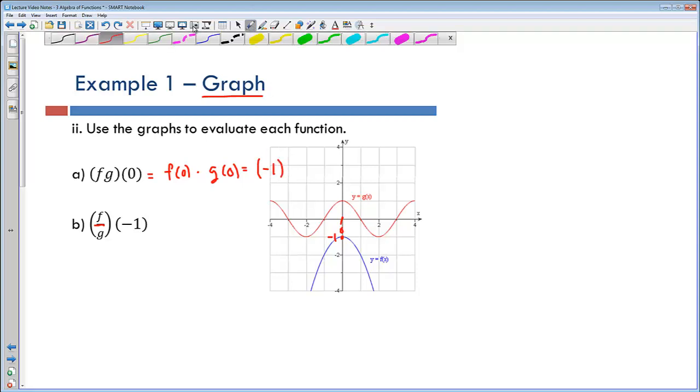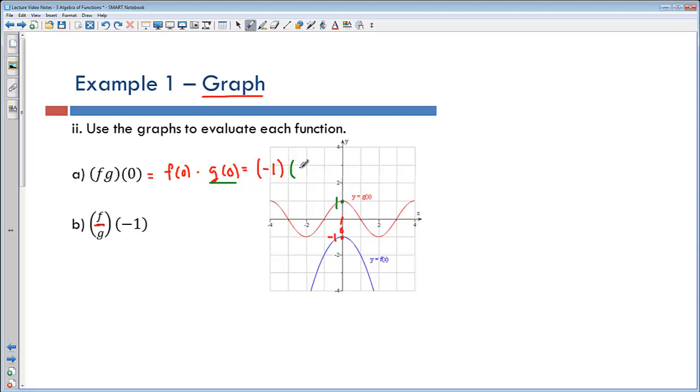And then g of 0. So for g of 0, again, we go find 0, and g is the red graph, and so the point above it is right here, and the height is 1. So it's negative 1 times 1, which of course is equal to negative 1. So my answer for this one is negative 1.